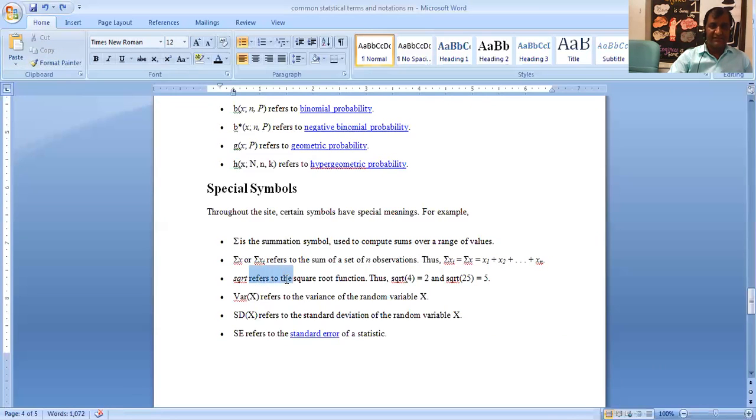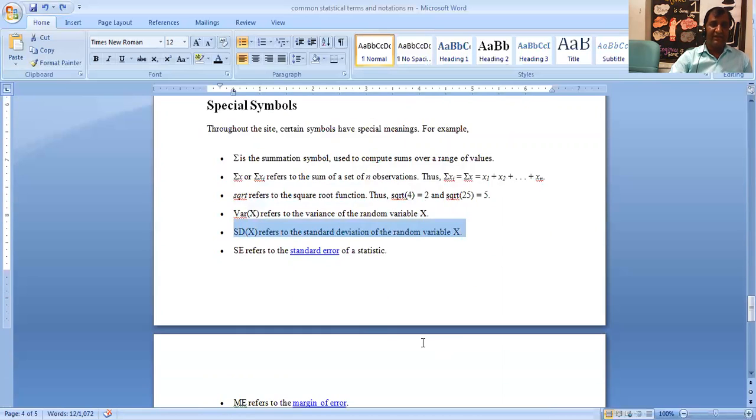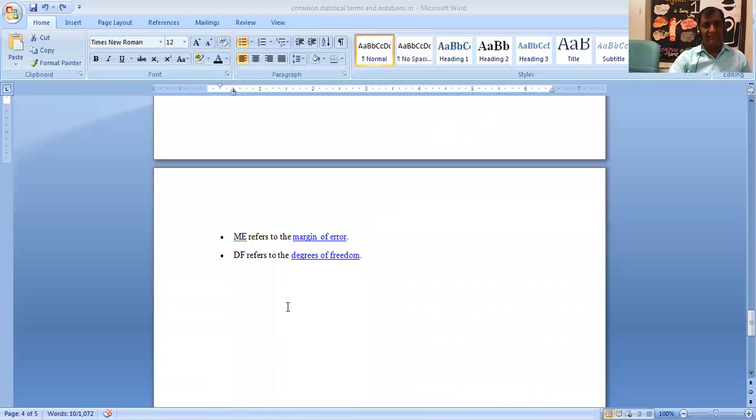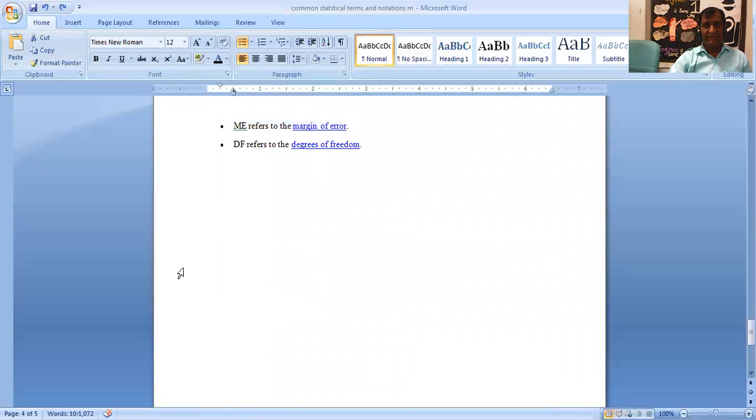SQRT refers to the square root function. SQRT 4 equals 2 and SQRT 25 equals 5. VAR(X) refers to the variance of the random variable X. SD(X) refers to the standard deviation of the random variable X. SE refers to the standard error in statistics. ME refers to the margin of error. DF refers to the degrees of freedom.